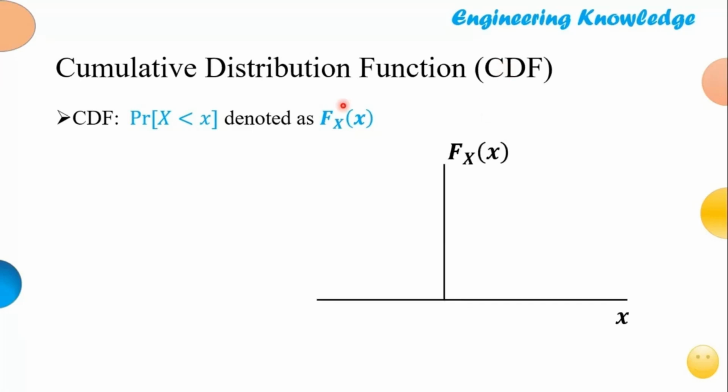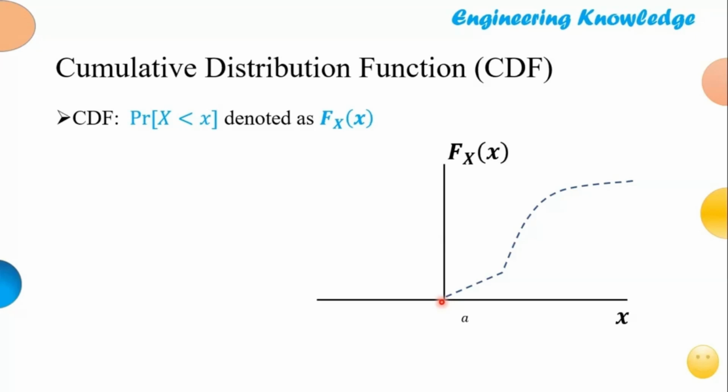So if I plot Fx of x, it will be somewhat an increasing function. You can understand since, from the definition, the value of x is less than x. So as we increase the sample space, the probability will increase. The final value can be 1. The smallest value can be 0. Probability can lie only between 0 to 1.